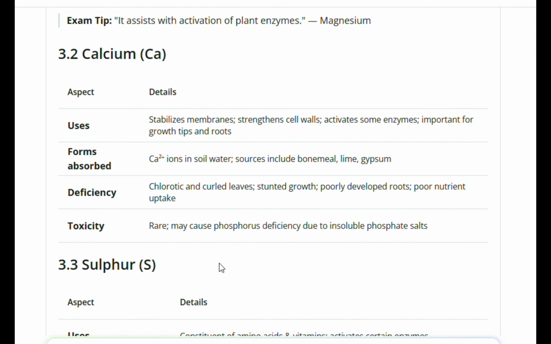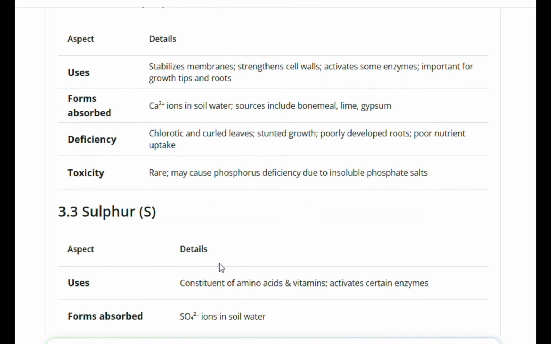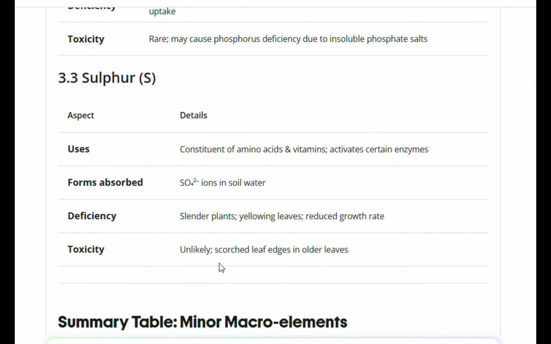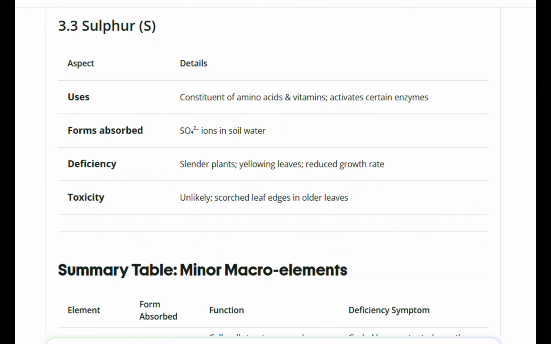Then we have sulfur, which is 3.3. It is a constituent of two amino acids and some vitamins, and it activates certain enzymes, not all enzymes, certain enzymes. The form absorbed is SO4 2- ions in soil water.